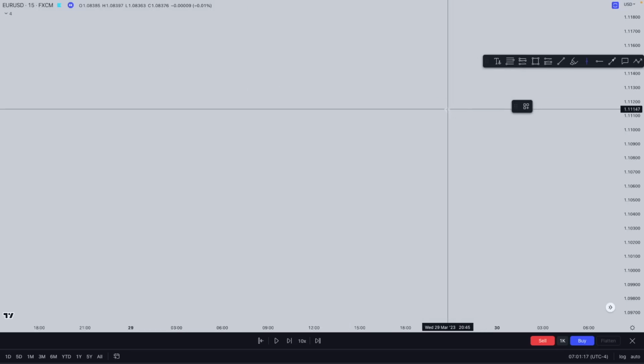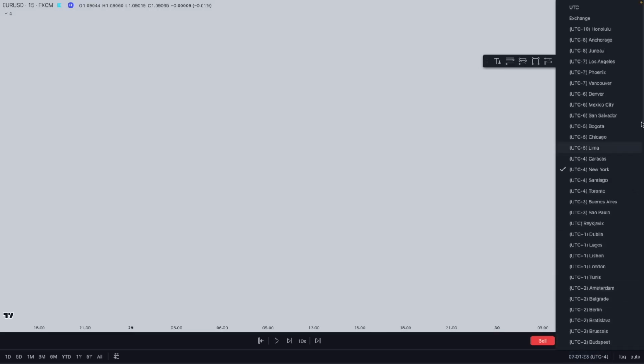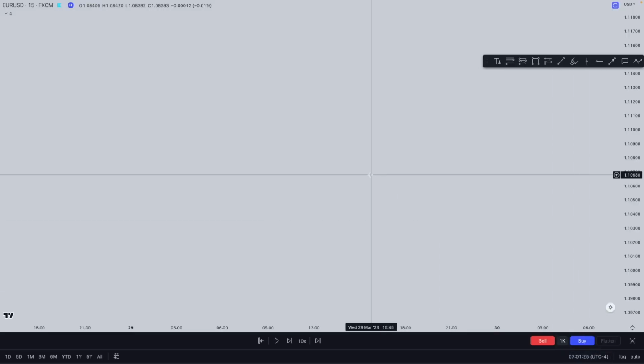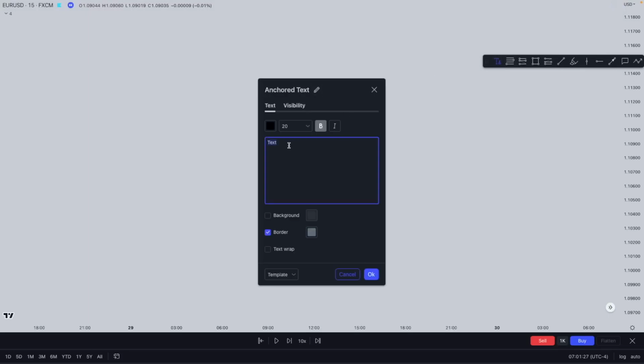So the times that you trade the strategy at is New York time. To get New York time, you press UTC -4 right here on the bottom, and it is from 10 a.m. to 11 a.m.